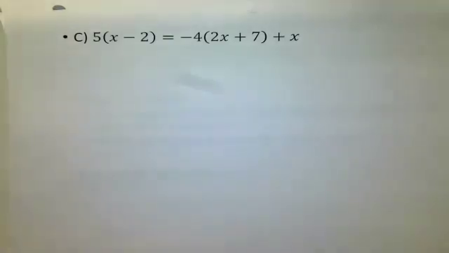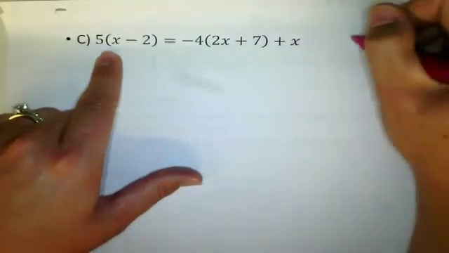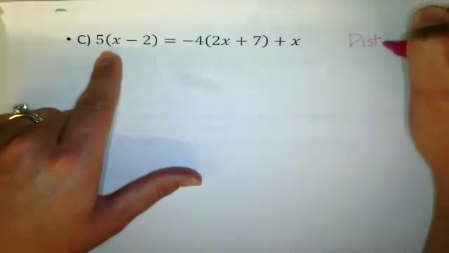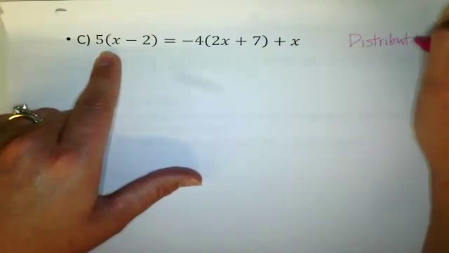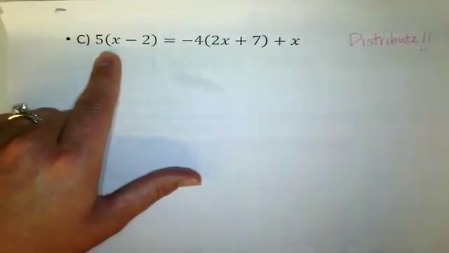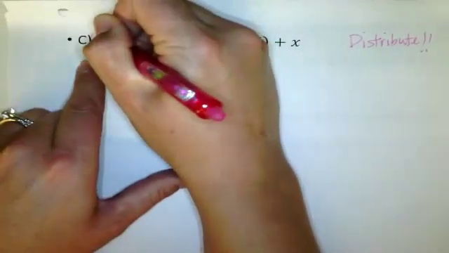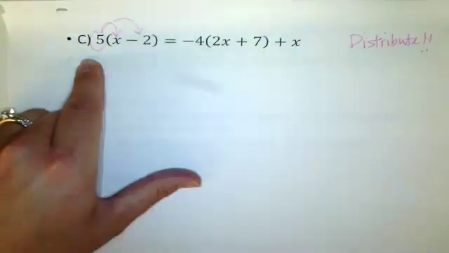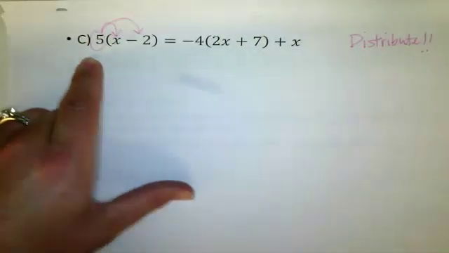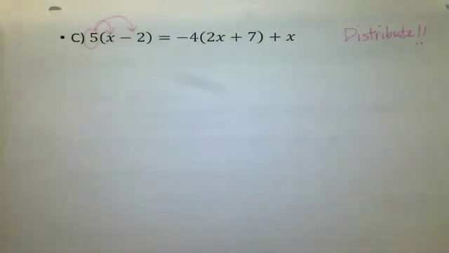This is a multi-step problem. What do you notice about this that's different than the others we just did? We've got to distribute. We've got to use the distributive property. We've got grouping symbols. And so since we have those grouping symbols, the very first thing we need to do is distribute. All right, so I need to distribute this 5. So it's going to get multiplied into those parentheses. What do we get when we distribute?